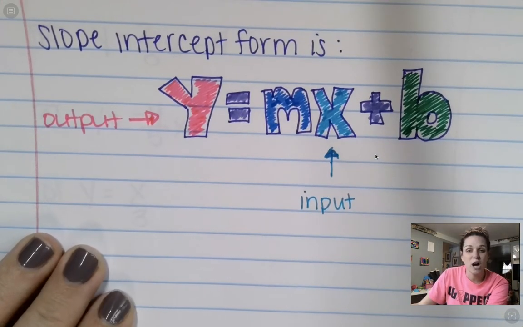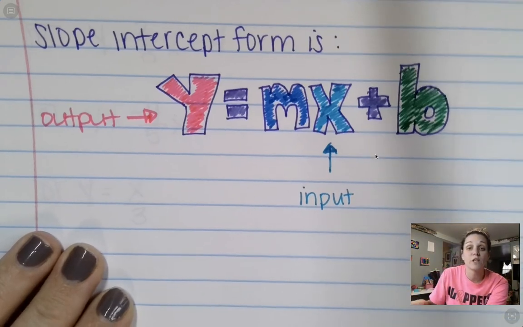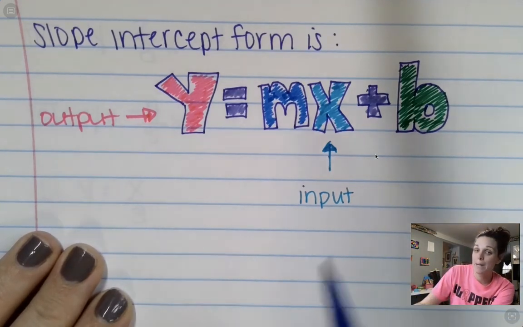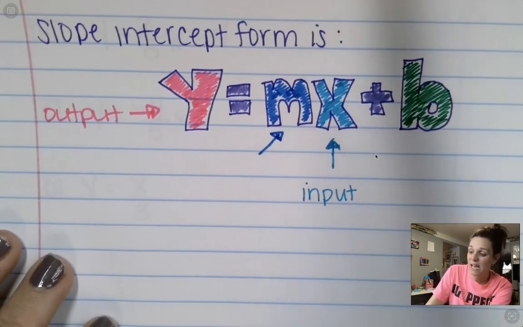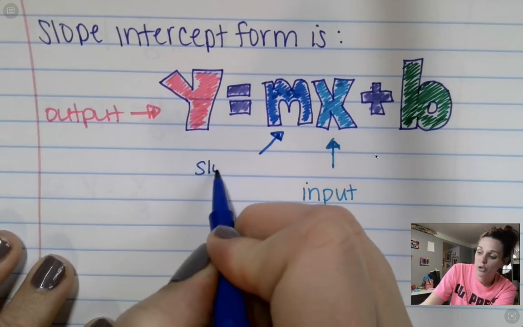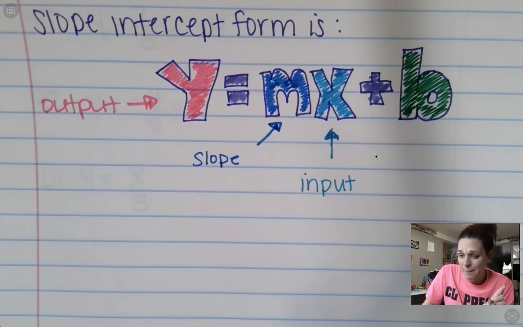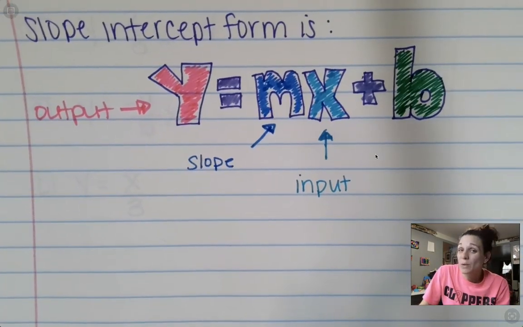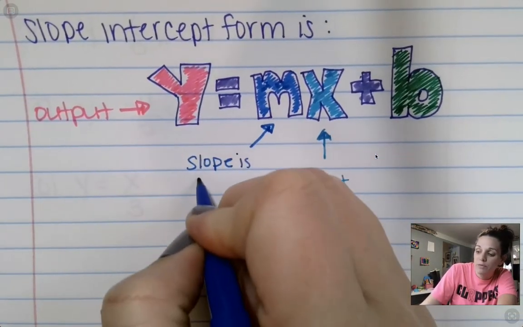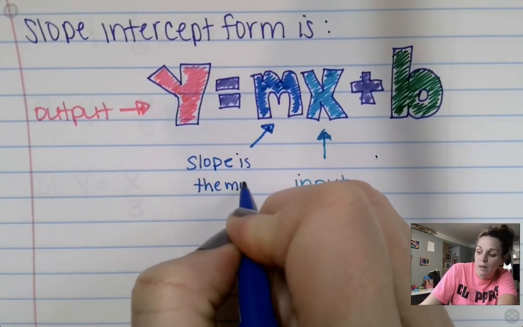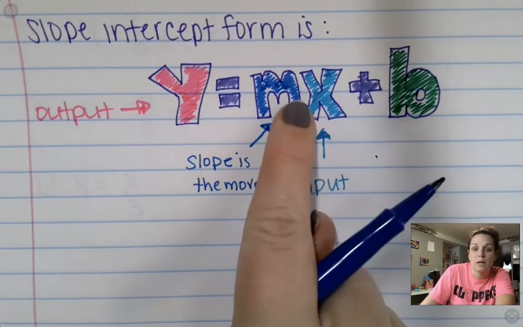Now let's talk about the new pieces. The first new piece is the letter M. The letter M, in this case, stands for slope. Now you're like, wait, what? That's an M. Well, yes. One of the definitions they give you is that slope is the movement, so we can use the M of movement to remember this M.